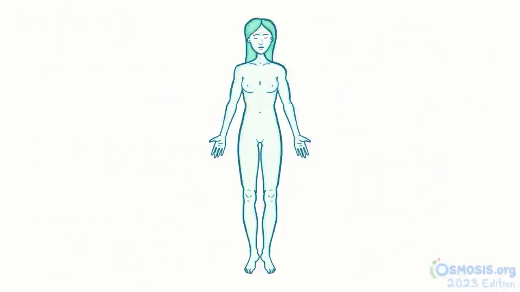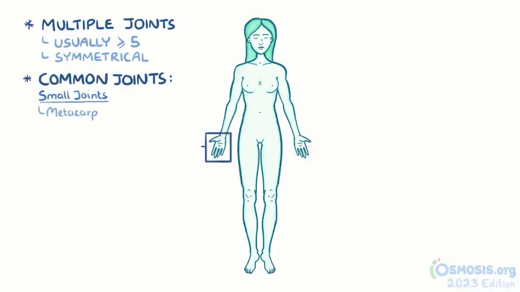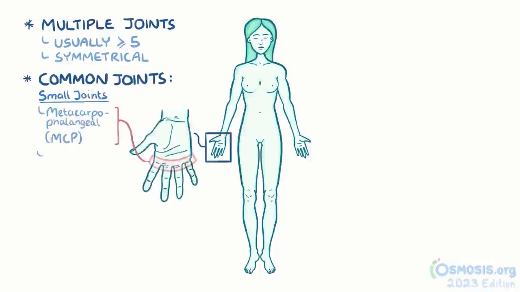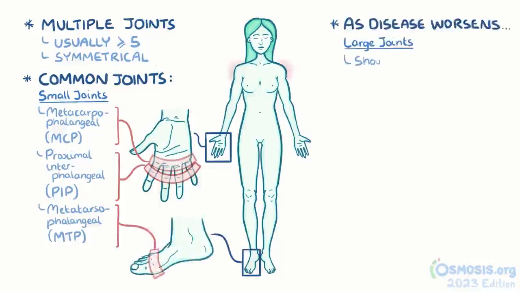Rheumatoid arthritis typically involves multiple joints, usually 5 or more, symmetrically, meaning the same joint groups on both sides of the body, like both hands for instance. Commonly affected joints are the small joints, like the metacarpal phalangeal joints and proximal interphalangeal joints of the hand, and the metatarsophalangeal joints of the feet. As the disease worsens, it can start to affect large joints, like the shoulders, elbows, knees, and ankles.